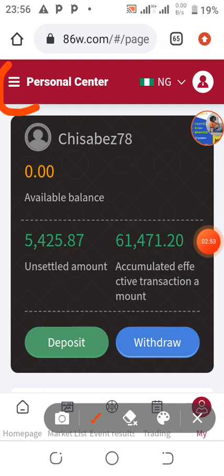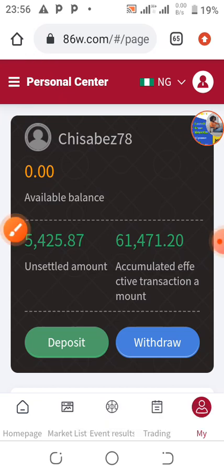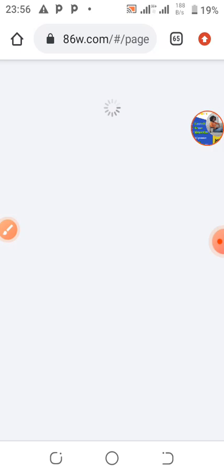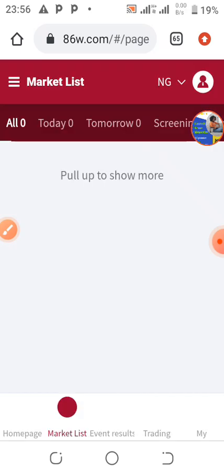Apart from that, if you look at this drop down here, these three dots are a drop down arrow. If you click on it, you're going to see what I want to show you. You want to play a game. Once you click on that drop down, you're going to see market list. Click on market list. Market list here simply means the list of games.